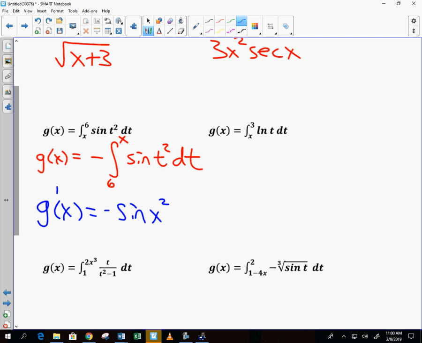Look at this one. Uh-oh, the bounds are upside down again, so I switch them. G of x is equal to what? Negative integral through to x. Good. So now I'm going to take the derivative, and you're going to get negative natural log of x. Not too bad, huh?